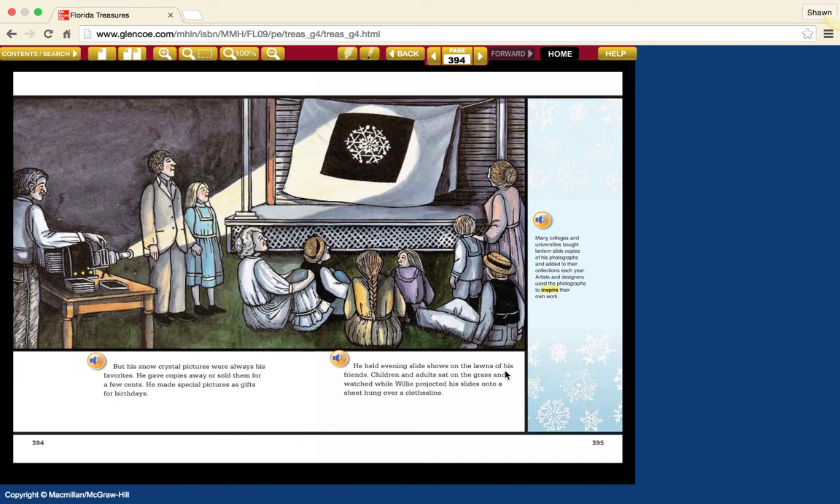He held evening slideshows on the lawns of his friends. Children and adults sat on the grass and watched while Willie projected his slides onto a sheet hung over a clothesline. This text box says many colleges and universities bought lantern slide copies of his photographs and added to their collections each year. Artists and designers used the photographs to inspire their own work. Inspire. To inspire their own work. Inspire is a really special word, and it means that when you do something that causes someone else to want to do it because they see how much happiness and joy it brings to you, and they want to do that too, kind of like you're a role model, it inspires them. Such a cool word.